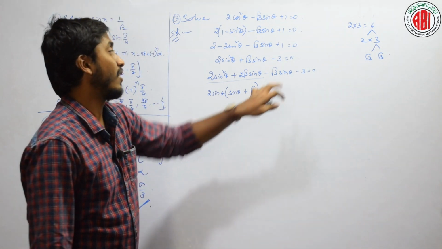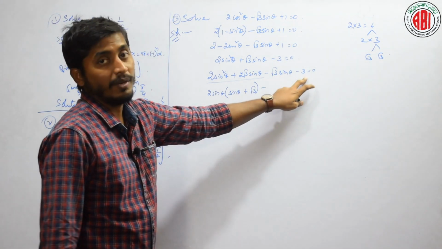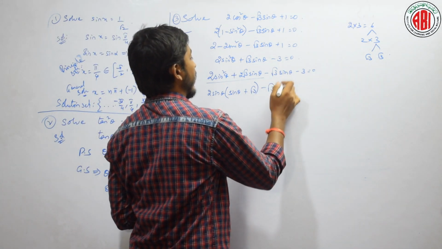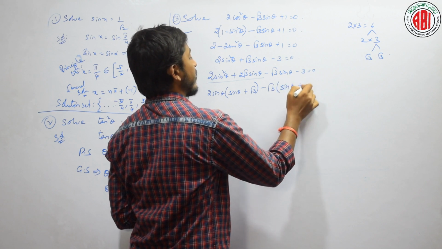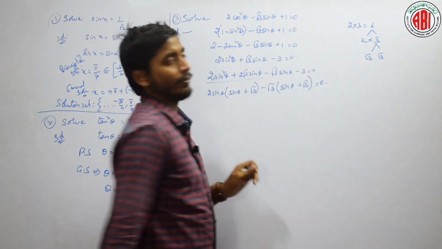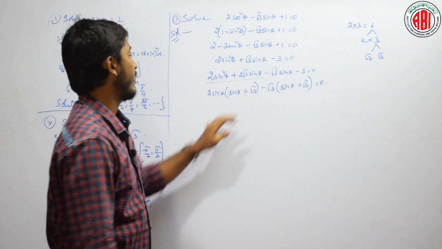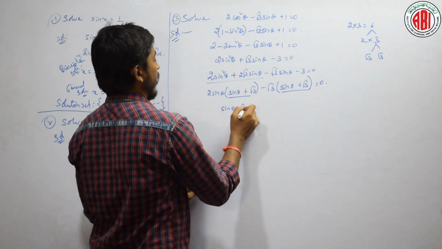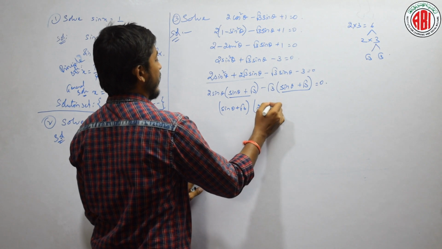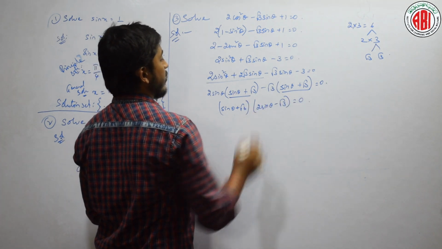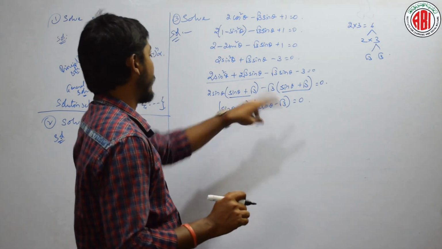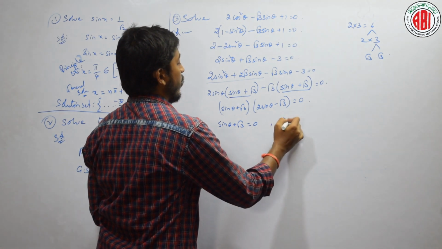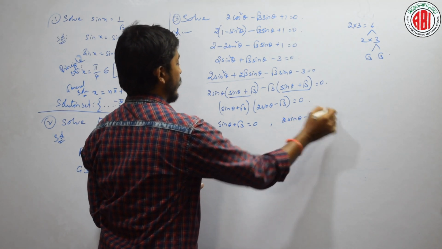Again here, what can I take common? Root 3 as common. 3 is nothing but root 3 into root 3. If I take root 3 as common, I will get sin theta plus root 3 equal to 0. Now let us write sin theta plus root 3 into 2 sin theta minus root 3 equal to 0. Now let us separate it: sin theta plus root 3 equal to 0, 2 sin theta minus root 3 equal to 0.